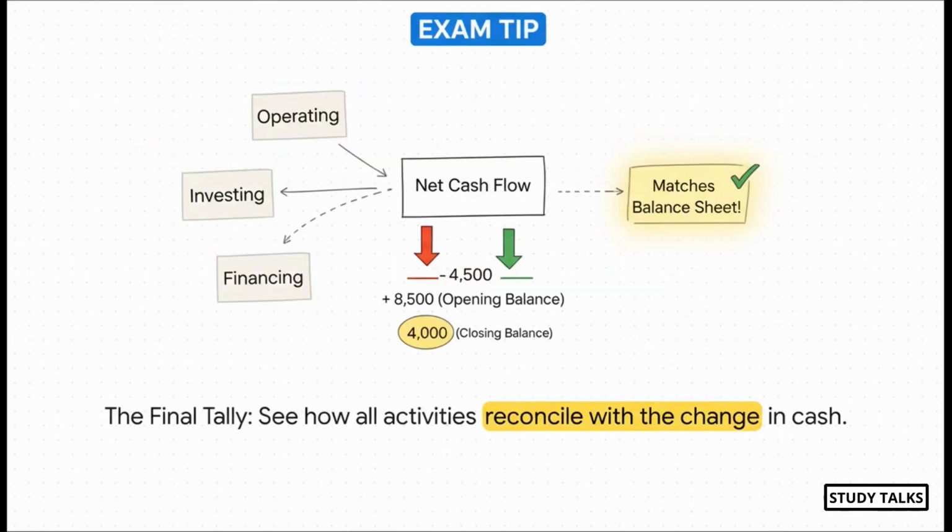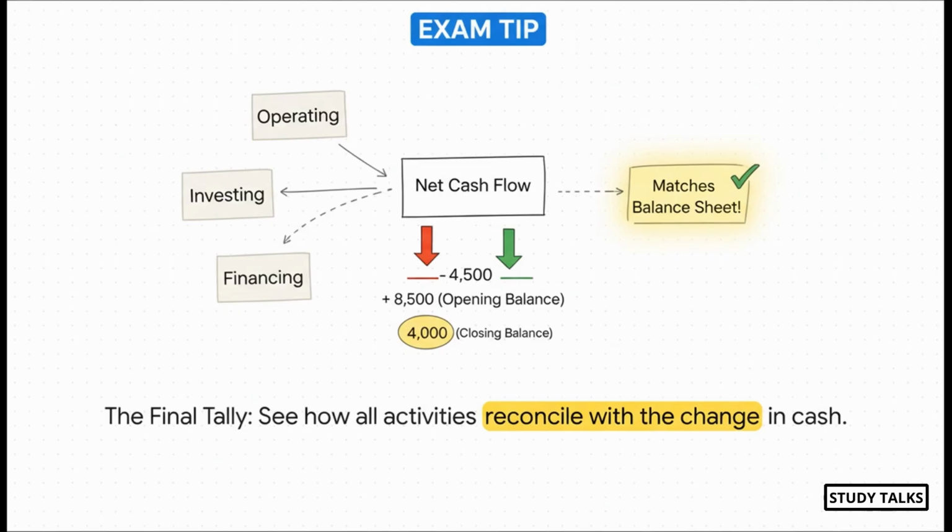And here it is, the moment of truth, the final payoff. We take the net cash flow from operating, add or subtract the net from investing, and do the same for financing. What do we get? A net decrease in cash for the year of $4,500. Now we take our opening cash balance, which was $8,500, subtract that $4,500, and we get $4,000.